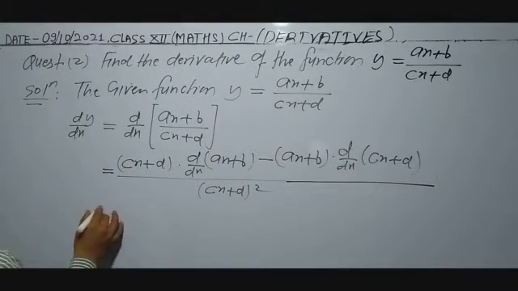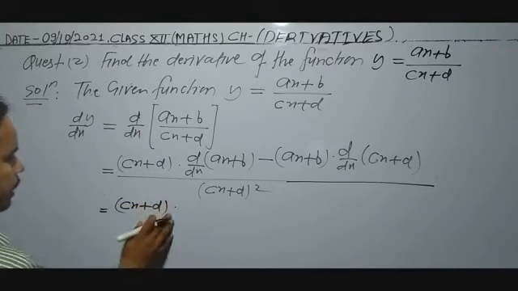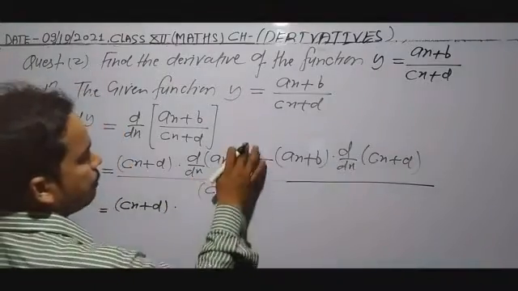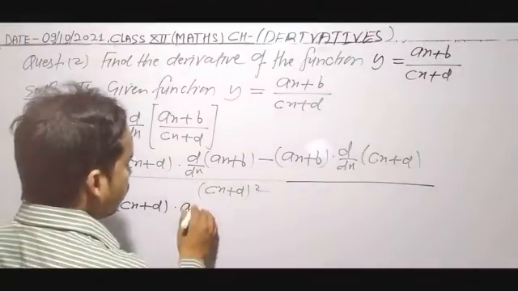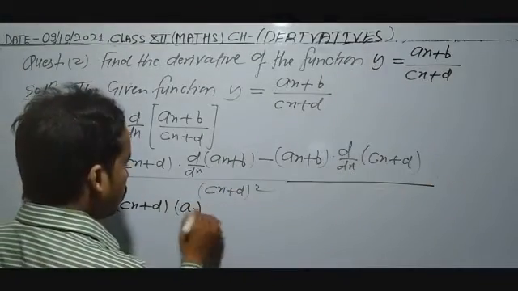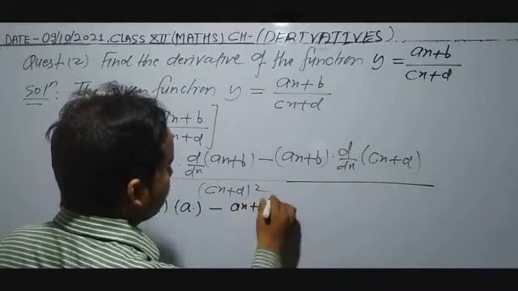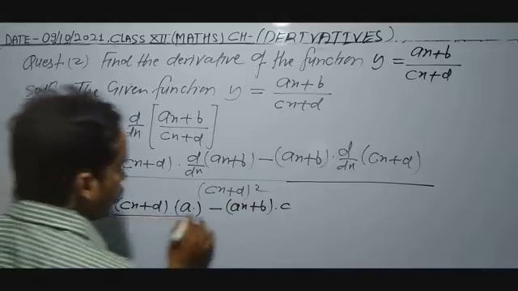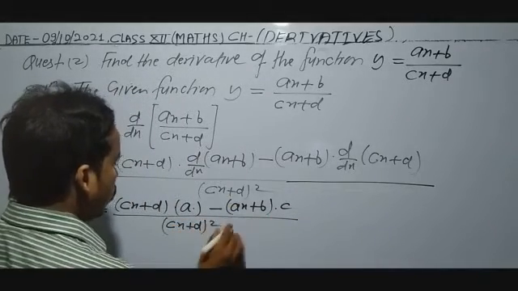Now say cx plus d into its differentiation. A and b are constant, so d by dx of ax will be a, plus 0, so this will be the same result, a. Minus ax plus b into this expression's differentiation, which will be c, whole upon cx plus d whole square.